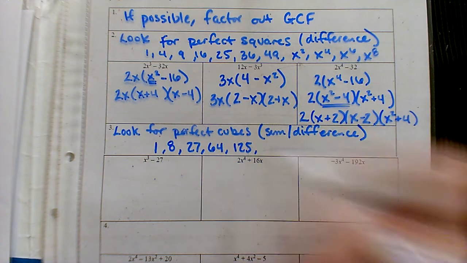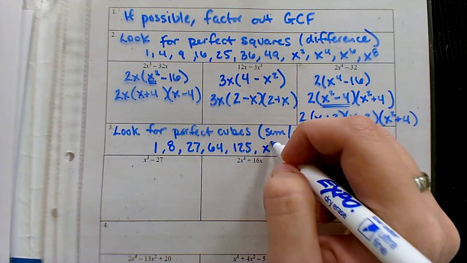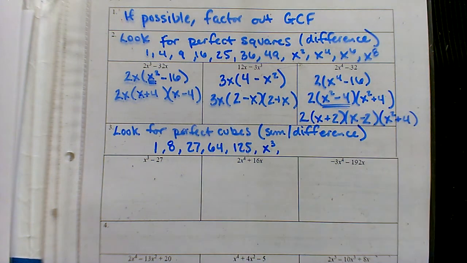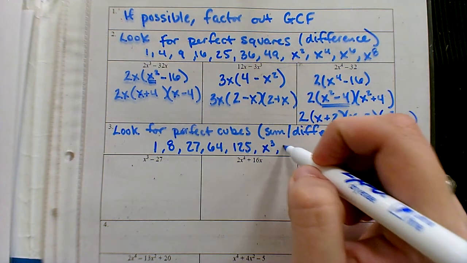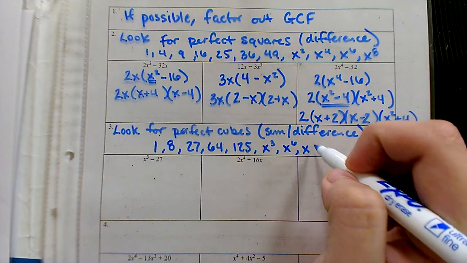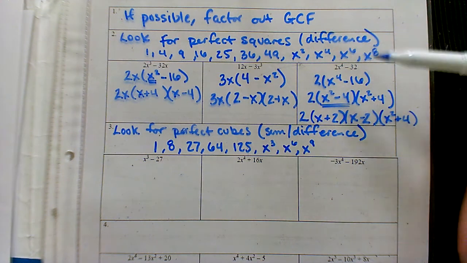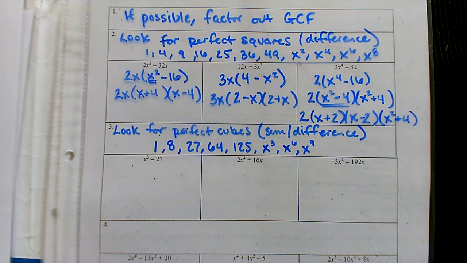What about in terms of some variables? X times x times x? X cubed. Okay. What about x squared times x squared times x squared? X to the 6th. X to the 9th. Okay. Notice how the powers are multiples of 3, whereas before the powers were multiples of 2. Okay, a little bit of a pattern there.